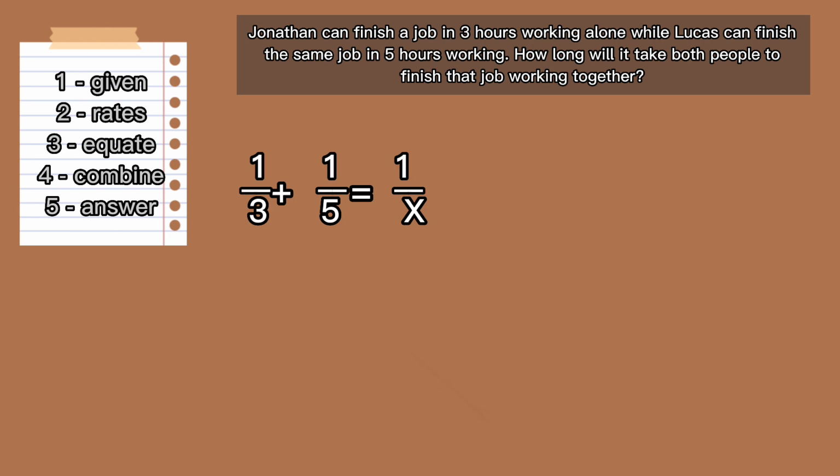Let's continue to step 3. Since we already have the information for Jonathan, Lucas, and both expressed in rates, we are going to add the rate of Jonathan plus the rate of Lucas, which will give us the rate of both. That's 1 over x. I repeat, the rate of Jonathan, 1 over 3, will be added to the rate of Lucas, 1 over 5. The sum of the two will give us the rate of both, that's 1 over x.